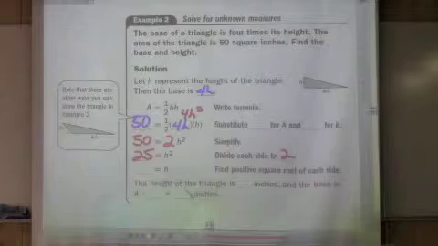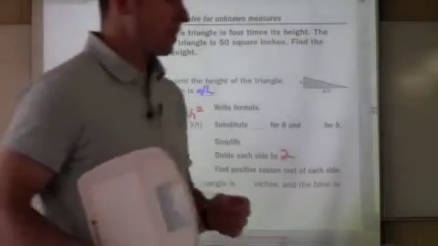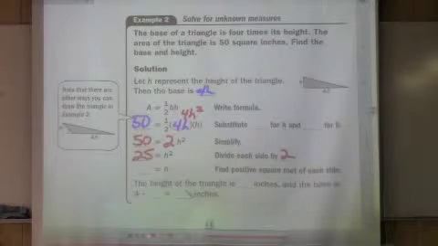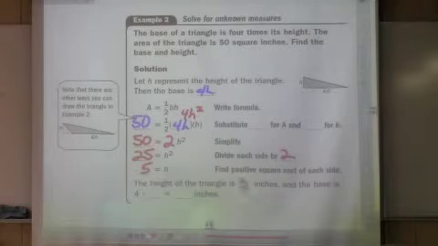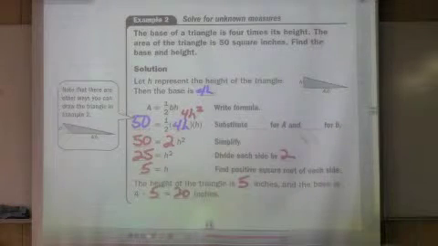Now there's 2 solutions, only one makes sense though. What are the 2 solutions to that equation? Plus or minus 5. Plus or minus 5, because -5 times -5 is also 25, but you can't have a negative distance, so in this case h equals 5. The height is 5 inches, which means the base is 4 times 5, or 20 inches.